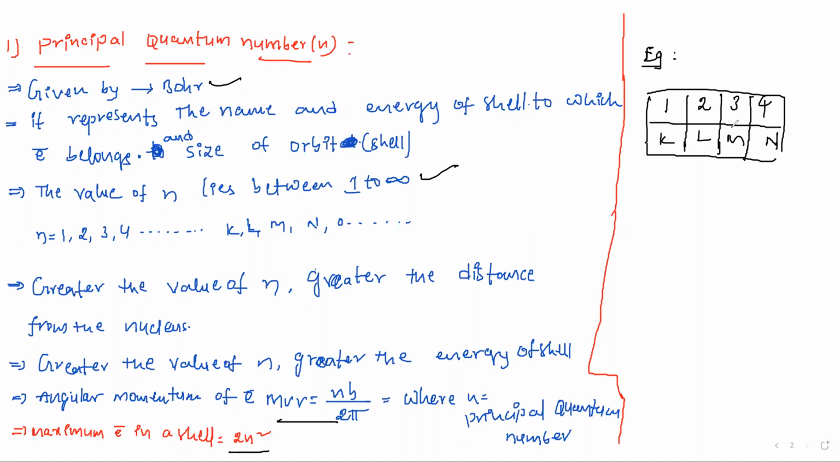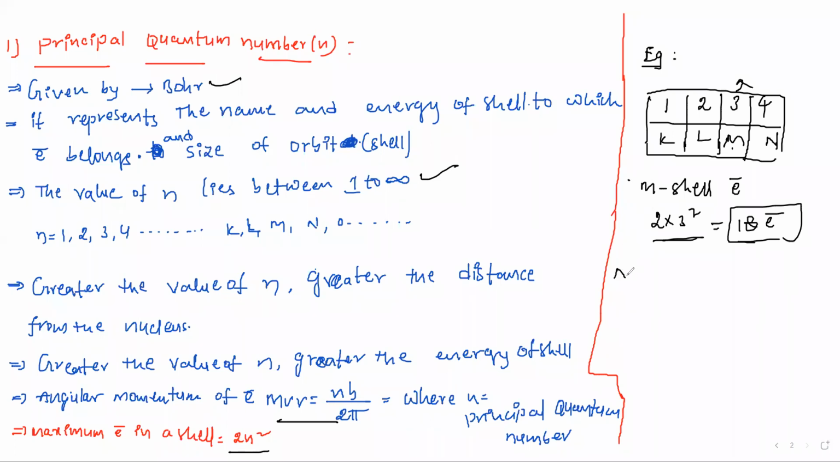And the maximum electrons in a particular shell. If they ask how many maximum electrons are in the M shell, what is its shell number? The third shell. So according to this formula, 2n², that is 2 into 3 square, which gives 18 electrons. So how many maximum electrons are in the third shell? 18. Okay.